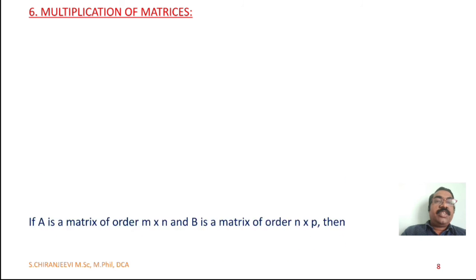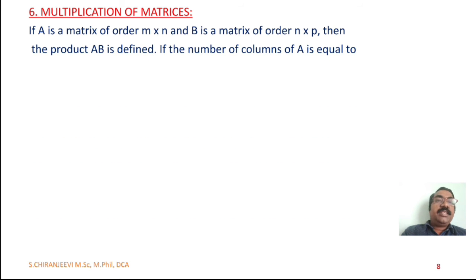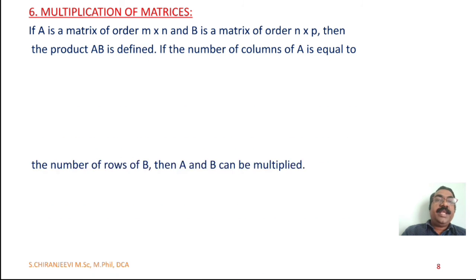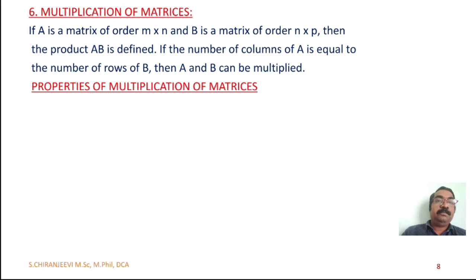Sixth one, multiplication of matrices. If capital A is a matrix of order m cross n, and B is a matrix of order n cross P, then the product AB is defined. If the number of columns of A is equal to the number of rows of B, then A and B can be multiplied. See here, A needs to be of the order m cross n and B needs to be of order n cross P, then only the product AB is defined. So the number of columns of A needs to be equal to the number of rows of B, then only A and B can be multiplied.